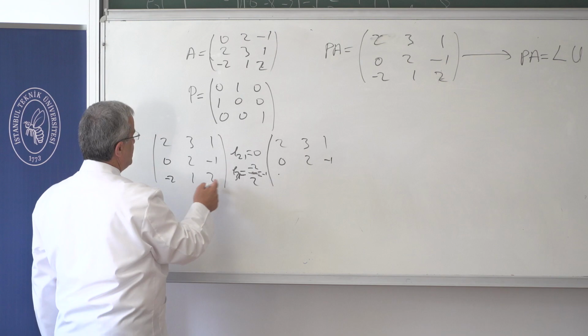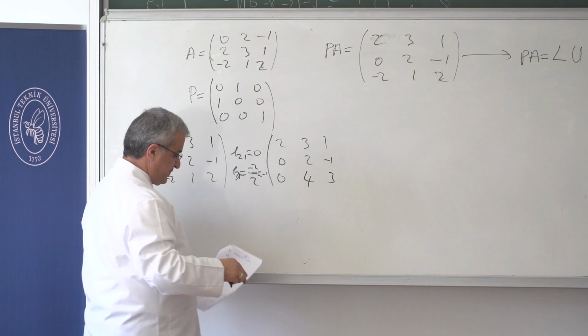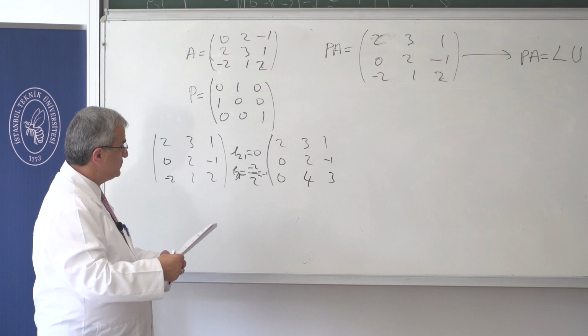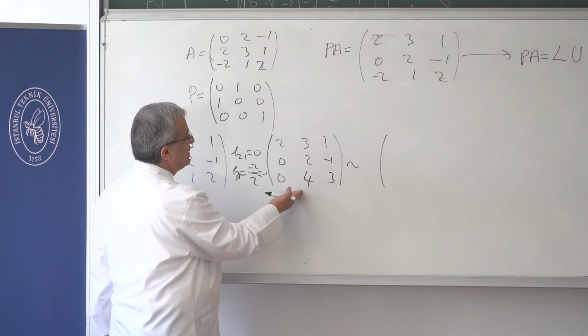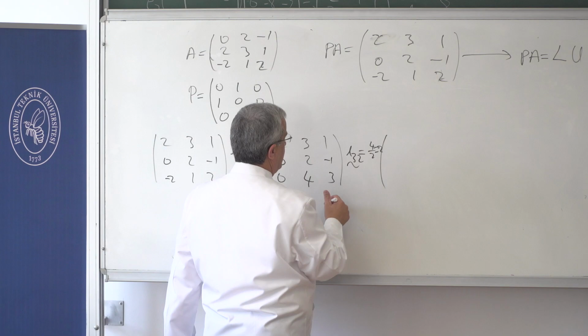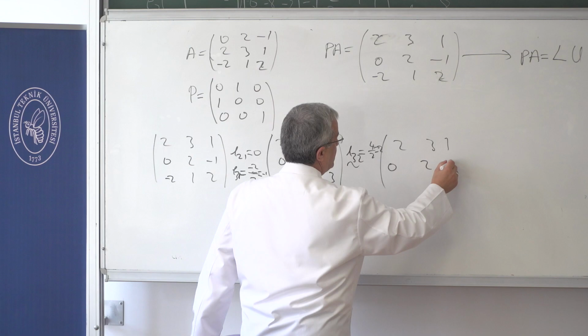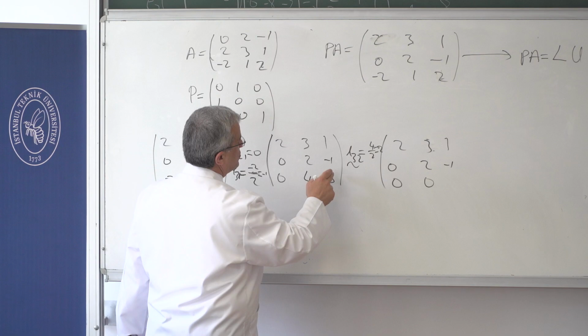This is what it means: multiply this with minus 1, added to here. So this is 0, 4, and 3. Okay, next step. As you see, I'm not doing matrix multiplication. That was a way to build it up. So what do I need now? I need to kill this one. So L32 is 4 over 2, which is 2. So the result is 2, 3, 1, 0, 2, minus 1, and this is 0, 0. So twice this is subtracted from this one. So 3 minus minus 2, which is 5.